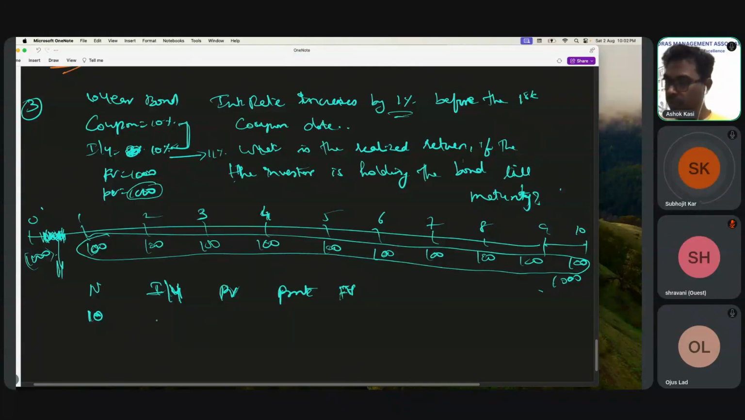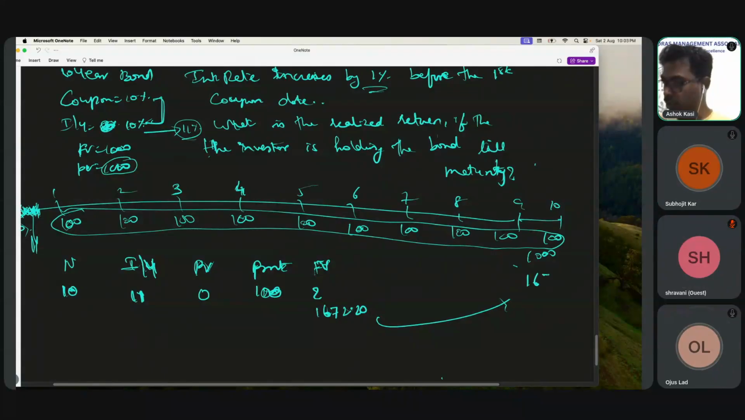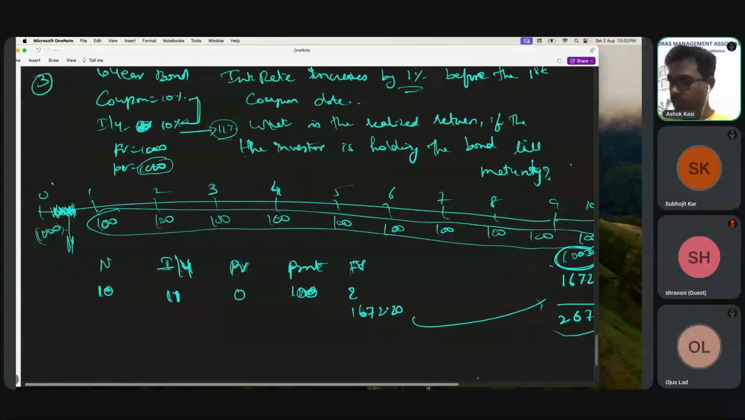IY we'll take as 11. We are reinvesting at 11 percent. Present value is 0. Payment is 100. What is the future value? Check. 1672.20. So that means you are going to get 1672.20, and then at the end, you are going to get this 1000 also. So its value is 2672.20. And the present value is 1000.